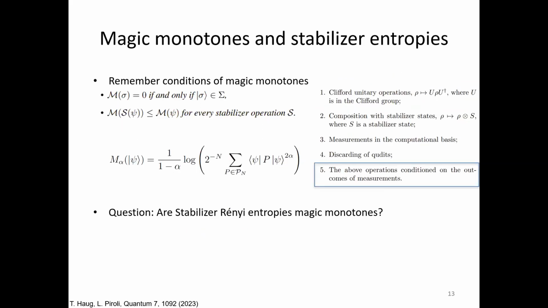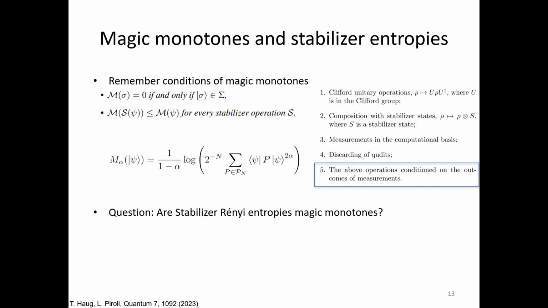Okay, so I'm going to come to the relation between stabilizer entropy and magic monotones. If you remember, in the beginning I shortly discussed what the main conditions are for being a magic monotone. And the question now is, does the stabilizer entropy actually fulfill all these conditions here? So it's 0 only for stabilizer states, and it's non-increasing under stabilizer operations, with all these 4 or 5 points here.